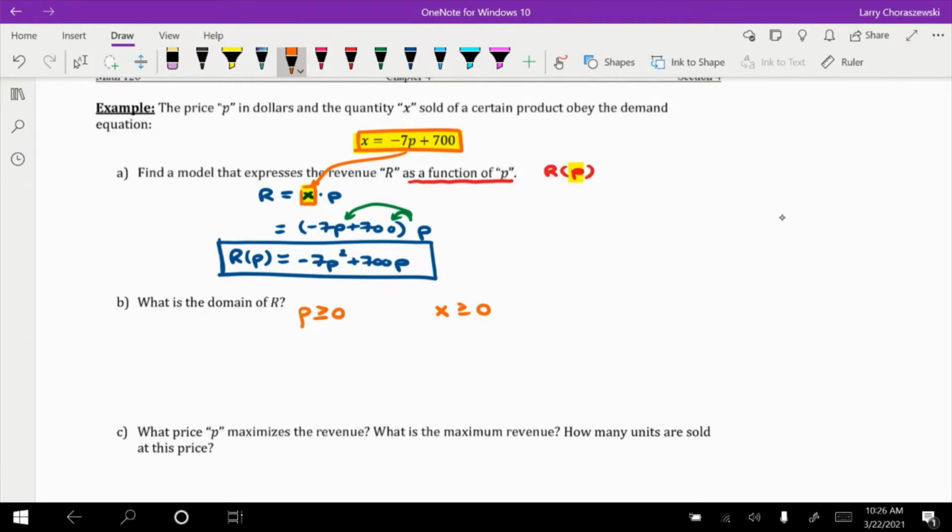Now keep in mind our independent variable is the variable P. We want R as a function of P. So we want to figure out what specific values of P can be used in this model. So far, we have that P is greater than or equal to 0. But noting that x should be greater than or equal to 0 as well allows us to take the demand equation and figure out a maximum value of P by solving this inequality.